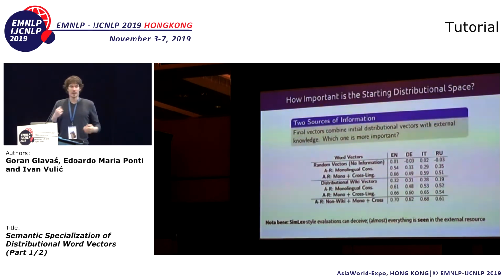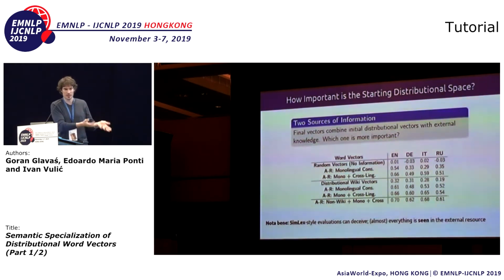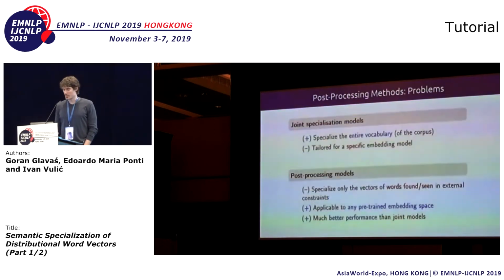Then another interesting thing is, maybe everything is already captured in the lexical resource. So does it matter if we start from random vectors instead of distributional vectors? It seems that distributional information is still useful, and we get better scores when we start from non-randomly initialized distributional spaces compared to randomly initialized ones. And so this is again the overview slide that I already showed.